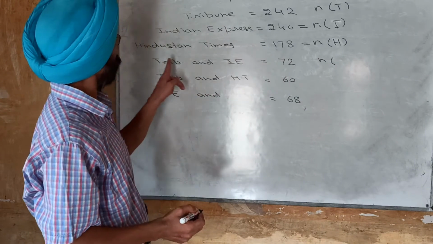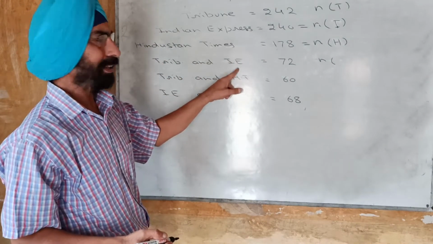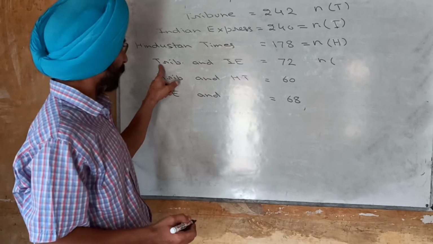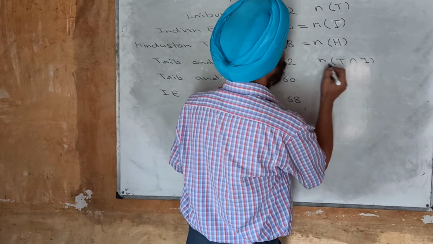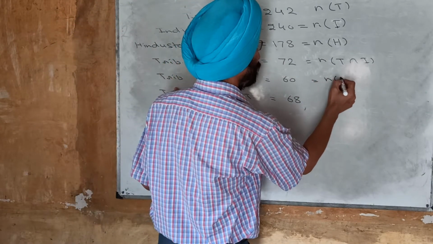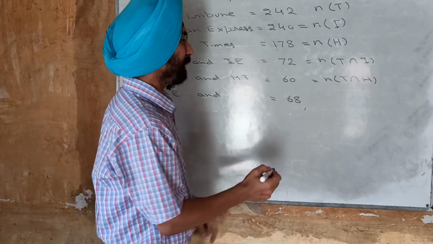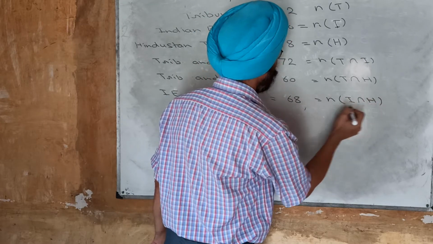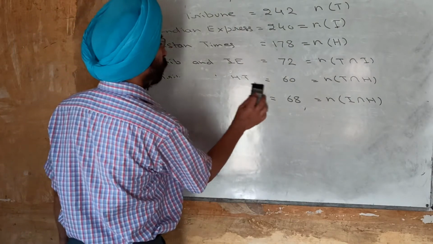Then this 72 is for Tribune and Indian Express. There is 'and', so we will have here the intersection of T and I. So the number of members of T intersection I is 72. The number of members of the set T intersection H is 60. The number of members of I intersection H is 68.